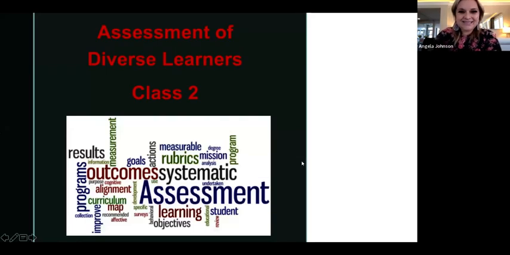Hi there. Today I'm going to teach you all about assessment of diverse learners. This is class number 2 for us. And I have for our cover right here an image with several words that are related to the word assessment. Just take a second to look at some of those words.